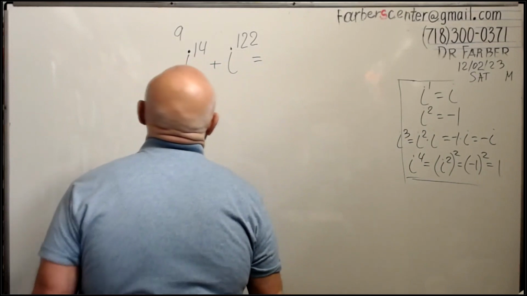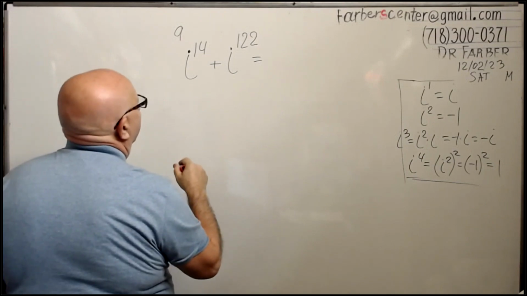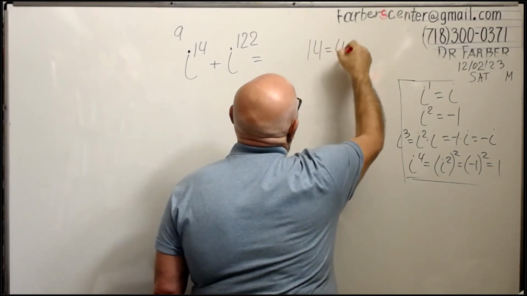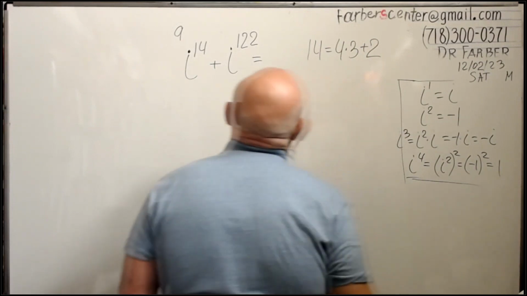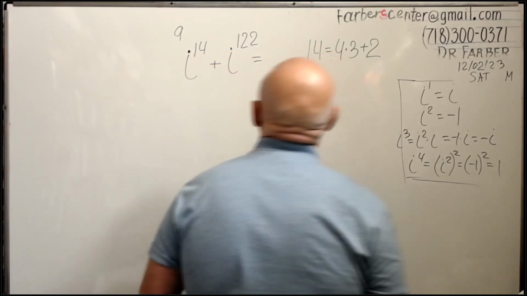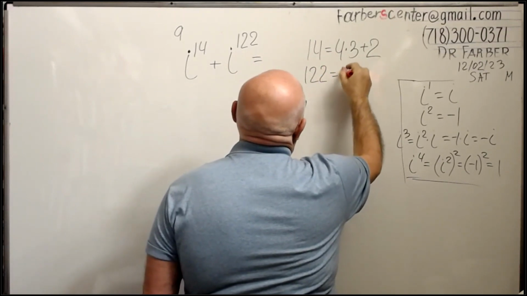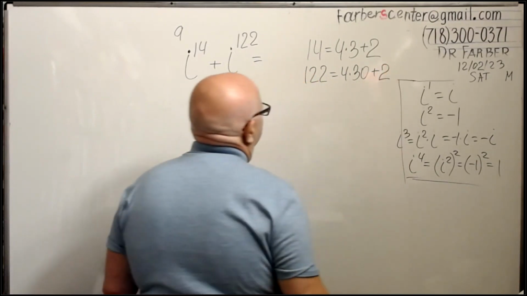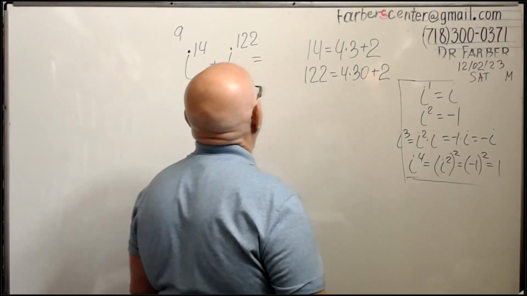So I can represent this 14. What is 14? Let me write here, for instance, 14 is 4 times 3 plus 2. So far, so good. This is 122. Yes, 122. 122 equals 4 times 30 plus 2. I always want to find out how many multiples of 4 we have in these numbers.